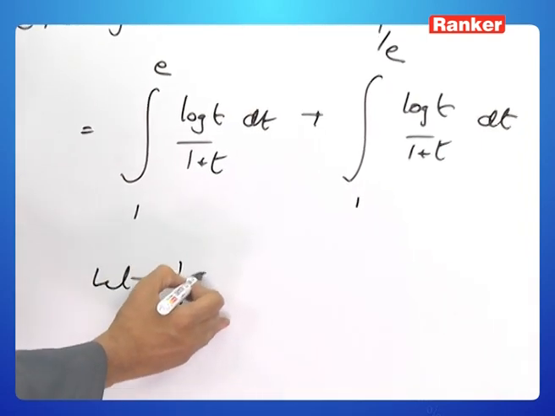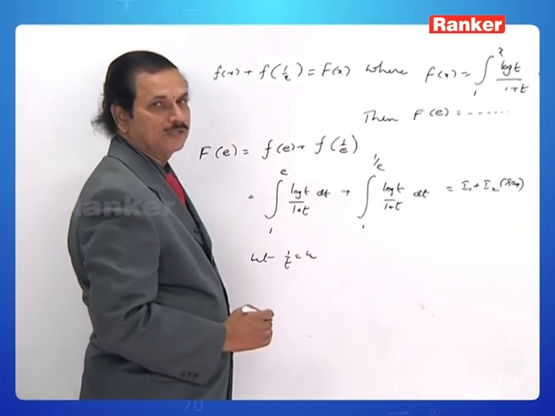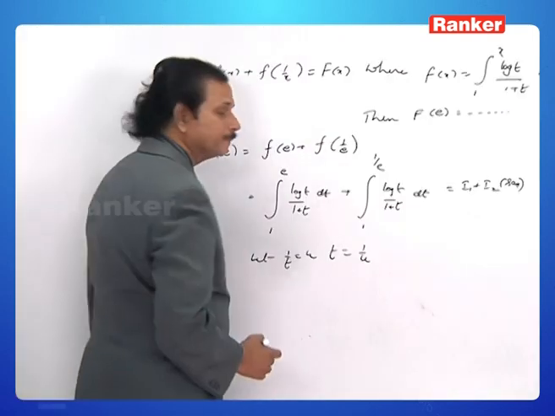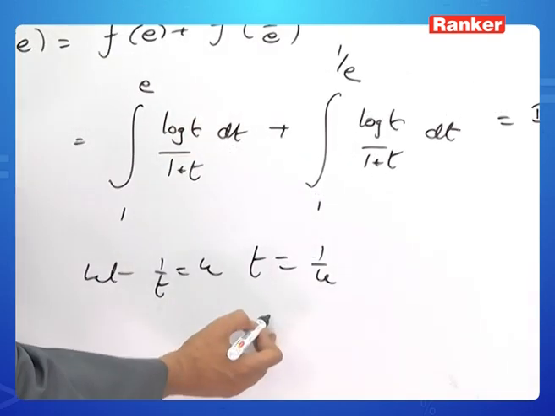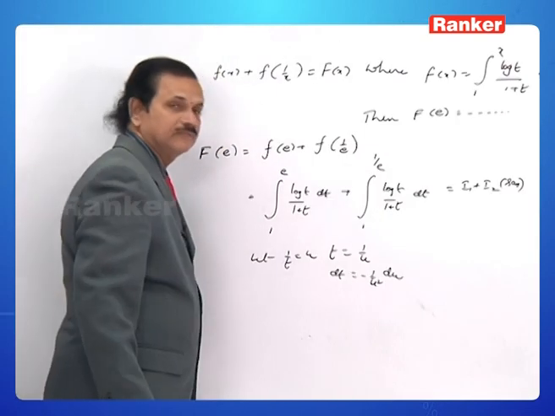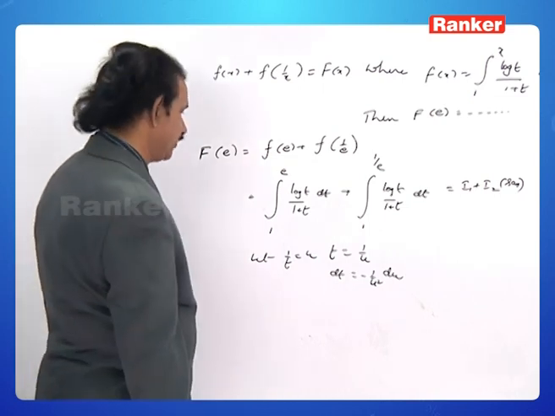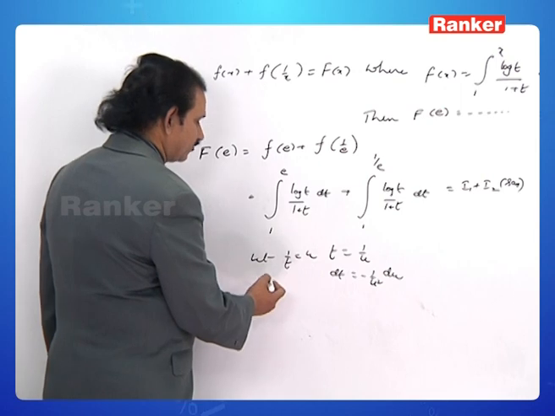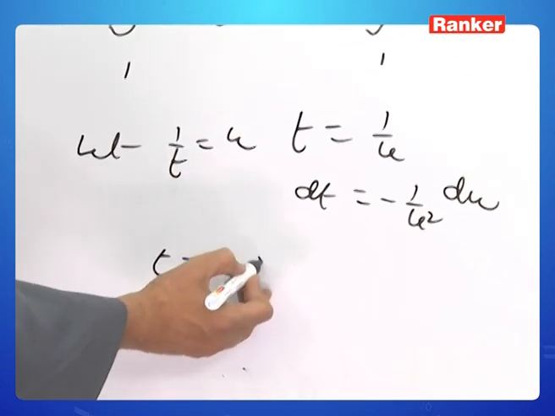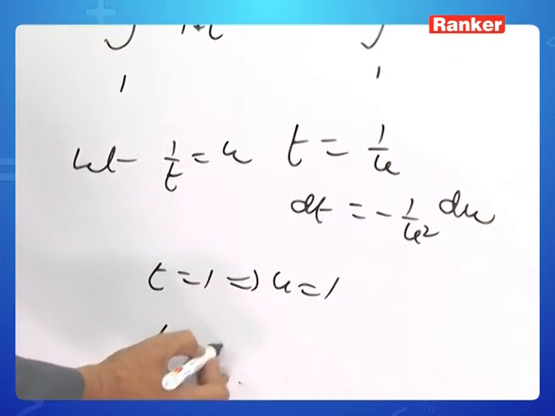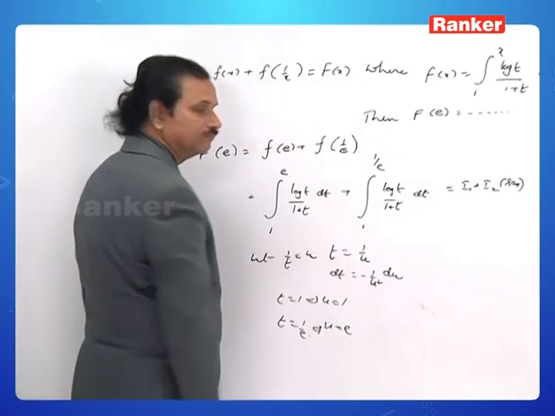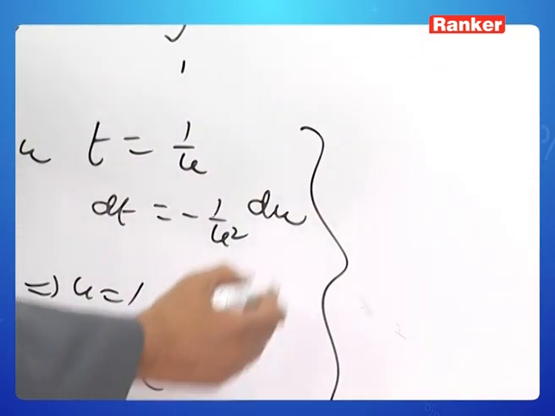Let 1 by t is equal to u, or t is equal to 1 by u. Then dt is equal to minus 1 by u square du. Then what about the limits? If t is equal to 1, u is also 1. If t is equal to 1 by e, then 1 by e is equal to 1 by u, so u is equal to e.